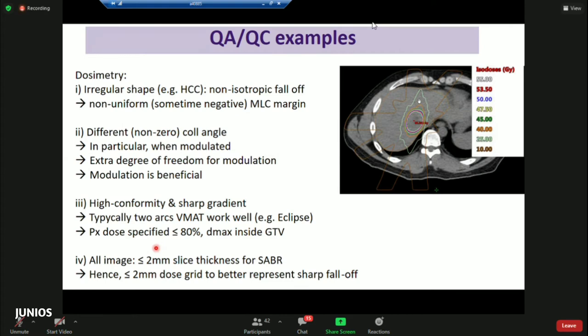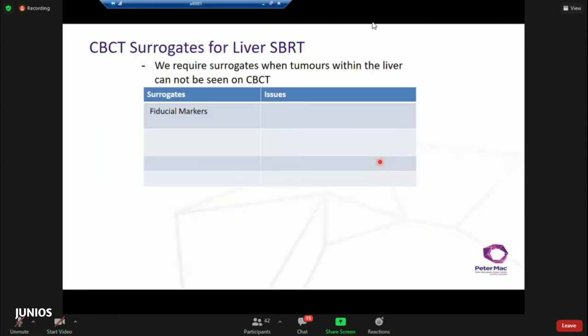So we intentionally put in the hotspot. That's another distinct feature of SABR planning compared to conventional RT, right? But despite allowing that hotspot, it has to be located at the center of the GTV. The imaging slices should be very fine if you can make it. The dose grid should be similar to a spine case. We demand a very fine dose grid resolution during the optimization as well as the final dose calculation as well.